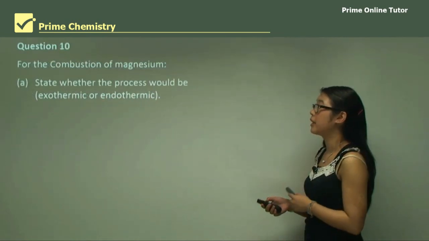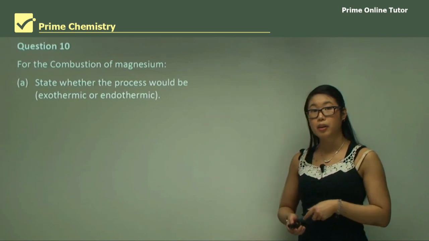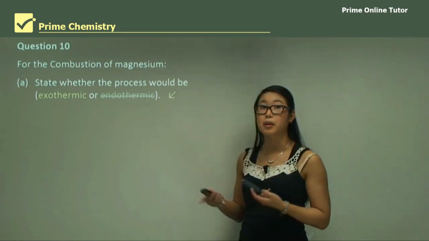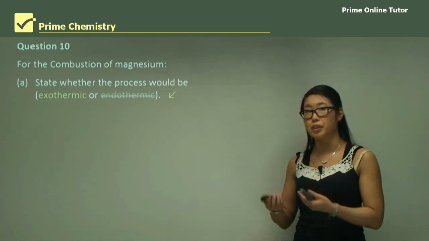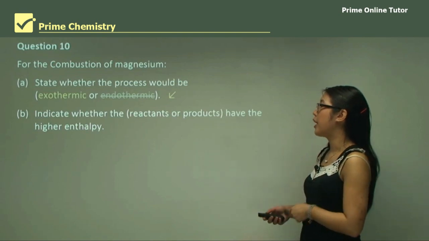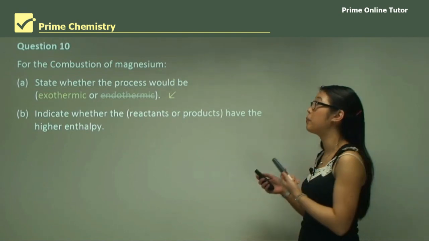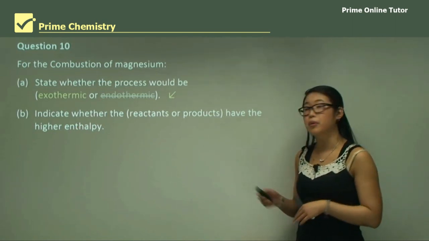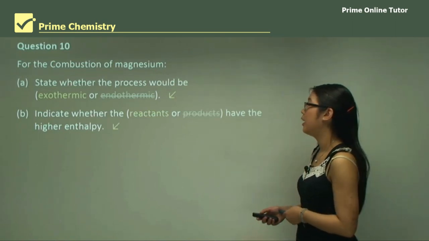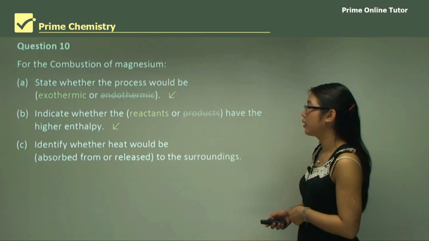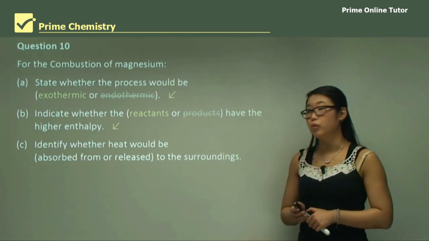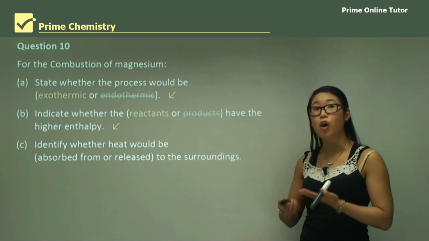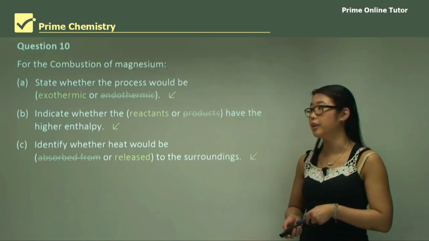Question 10. For the combustion of magnesium, state whether the process will be exothermic or endothermic. So this one is exothermic, obviously, because we said it was combustion of magnesium. So it's producing heat. Indicate whether the reactants or products have the higher enthalpy. So remember, in exothermic reactions the reactants are higher than the products, so the reactants have the higher enthalpy. Identify whether heat will be absorbed or released into the surroundings. Exothermic reactions release heat, remember, because they feel hot. So it's released into the surroundings.